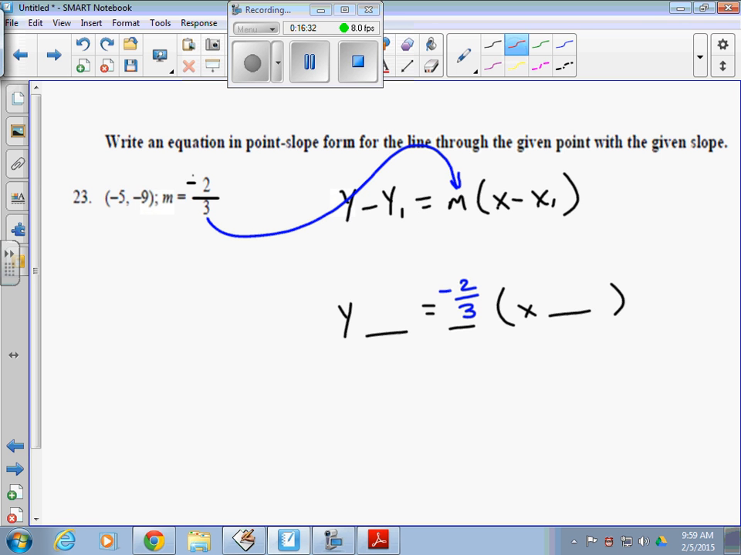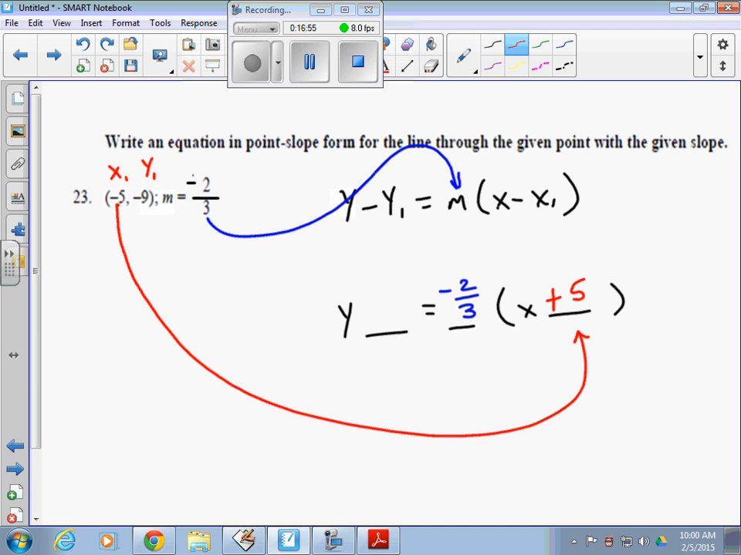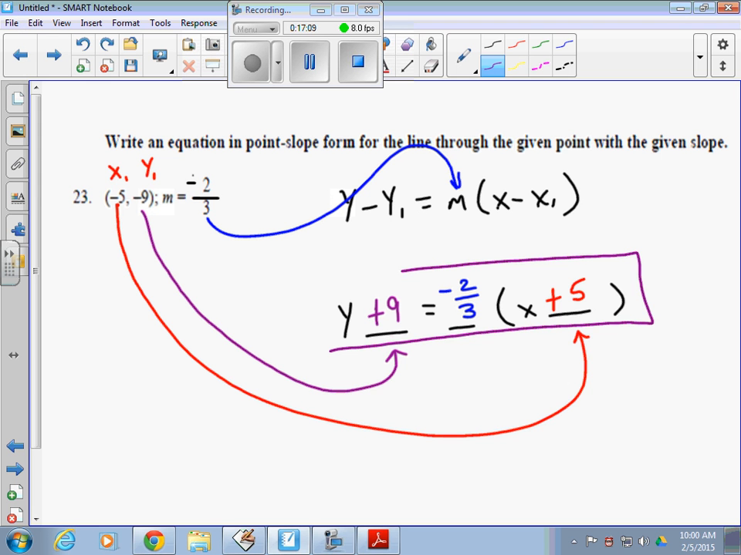This is your x value and your y value. They'll represent your sub 1 values. Whatever they say, you plug in the opposite because of the minus. So this right here says x's value is -5. So where it says x sub 1, we're going to plug in the opposite of that, +5. Again, because it was minus. This one right here says y's value is -9. In place of y sub 1, we're going to plug in the opposite of that, +9. This is point slope form. Y plus 9 equals -2/3 times x plus 5.